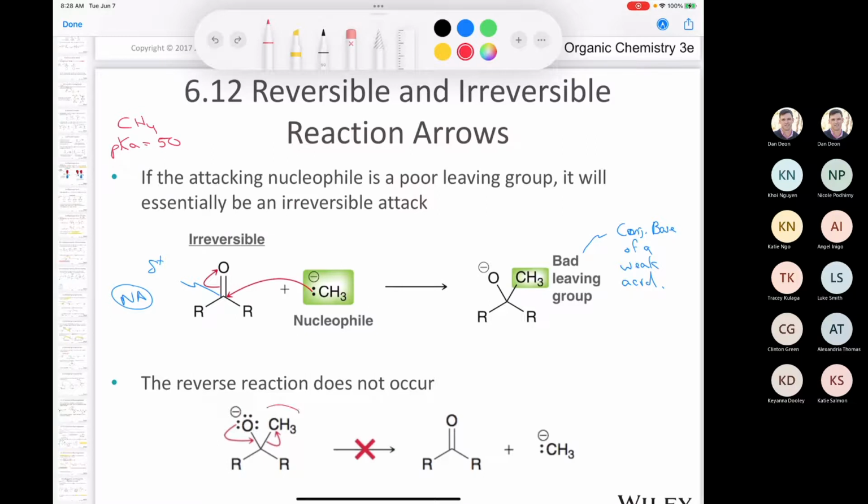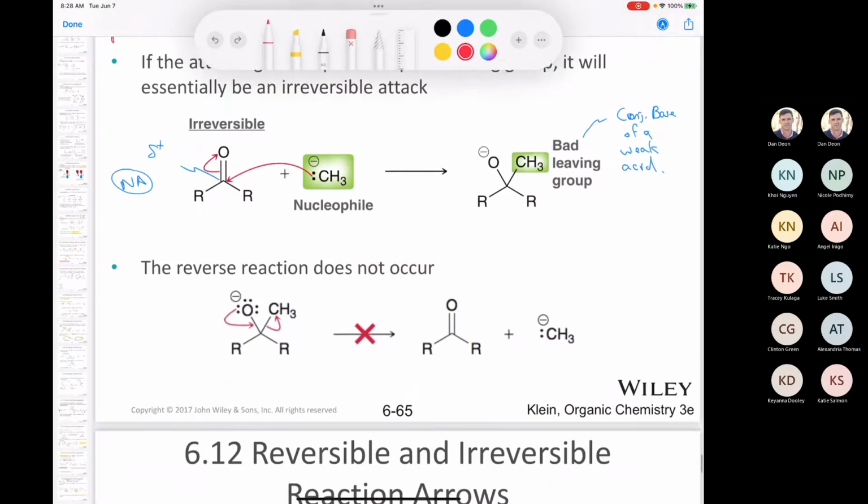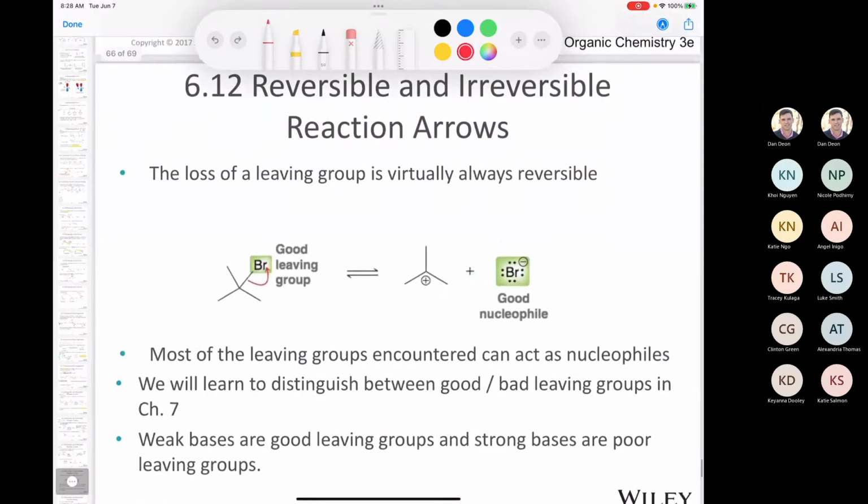You could just say to yourself, well, CH3 minus is not the conjugate base of any of the strong acids I know. Therefore, it's not going to be a good leaving group. That works too. There we go. So we've dealt with nucleophilic attacks. Let's move on from nucleophilic attack to the loss of a leaving group.